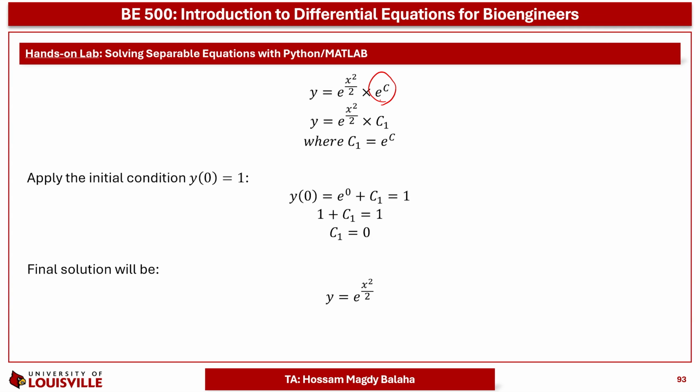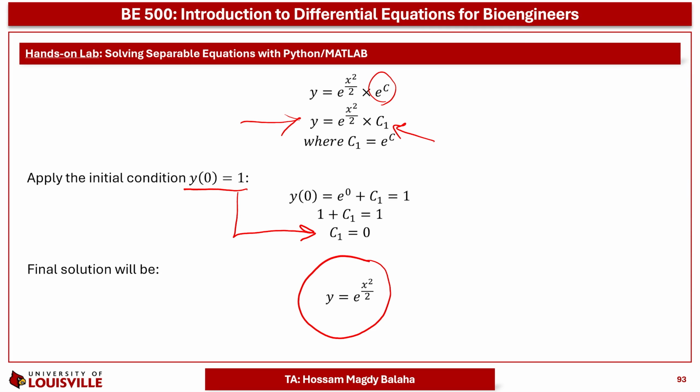Convert the exponential of c to another constant. So the final equation will be y equal to exponential of x squared over 2, all multiplied by a constant c1. We have the initial condition, substitute to get c1. c1 in this case will equal 1. So the final solution will be y equal to exponential of x squared over 2.